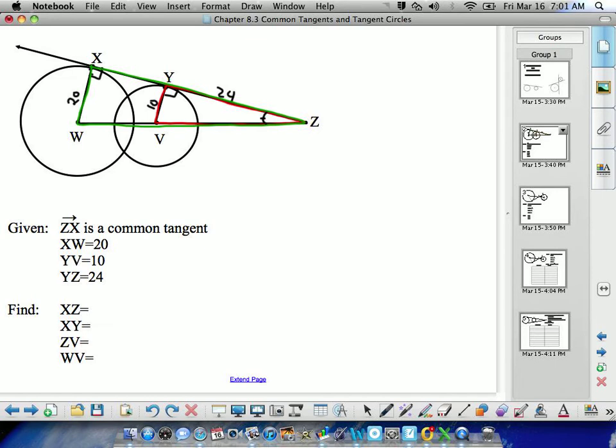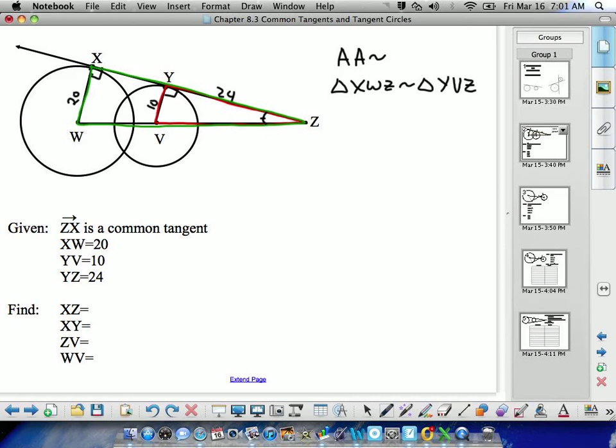So we can use the angle-angle similarity property, and we could say that triangle XWZ would be similar to triangle YVZ. Now, what's the property we know about similar triangles? Similar triangles, all of their side lengths are proportional. So we can set up a proportion to solve for all of our missing lengths.